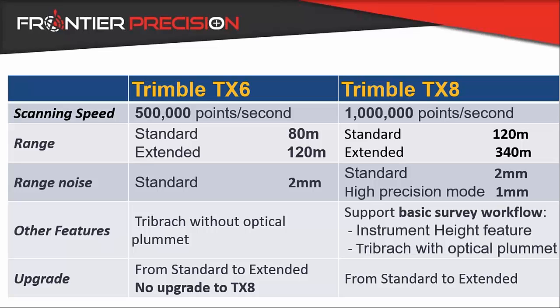A couple other things. There is no upgrade from the TX6 to the TX8. And the TX8 does have a basic survey workflow on the scanner itself, using a tri-brack with an optical plummet. It's not something that can be done with the TX6. So the TX6 is a traditional scanner using spheres and things like that, targets to register its scans.